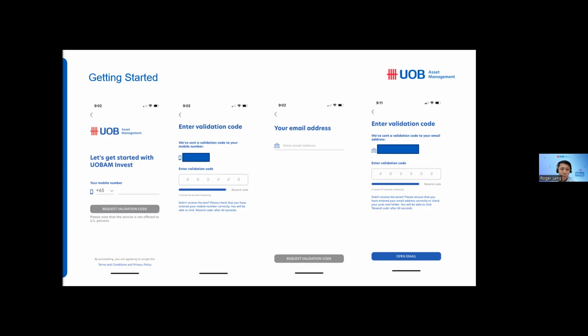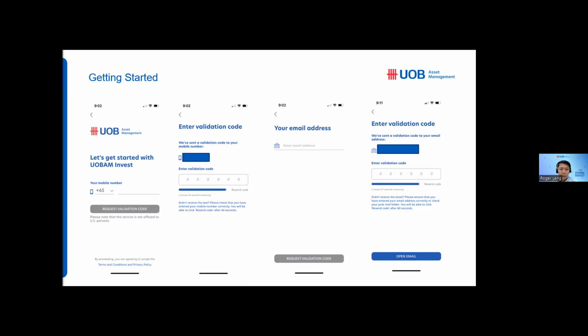So the first screens from left to right, this is how our screens will look like. We have not started. You basically need to key in your mobile number. There'll be a validation code sent to you, after which we have a 2FA verification. Next we will need you to key in your email address, and then again we will send you a validation code to your email address, and then you key in from there. Subsequently, you will be prompted to fill in your username and your password.